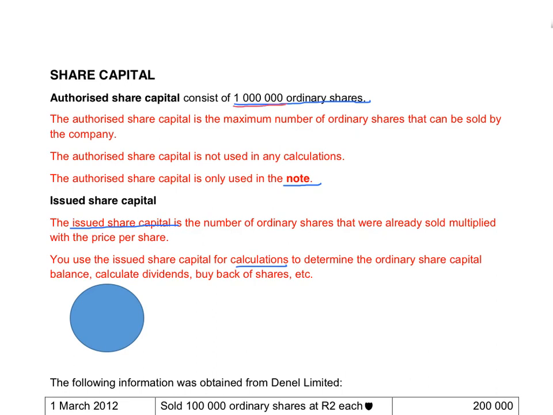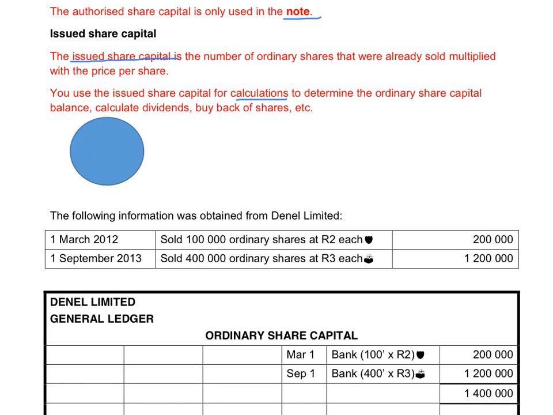Now, if we look at the issue of shares, we will see here that on 1 March 2012, 100,000 shares were issued at R2 each. So that means they've taken out of this cake a slice and they issued 100,000 shares. Now there's still 900,000 shares left over in the cake.